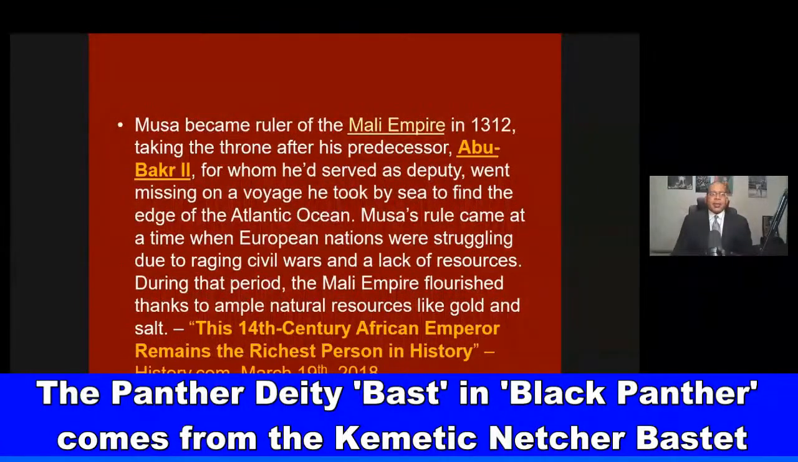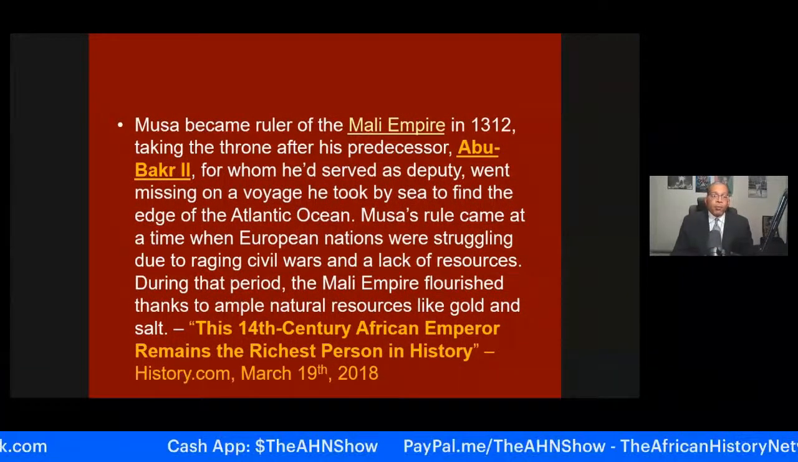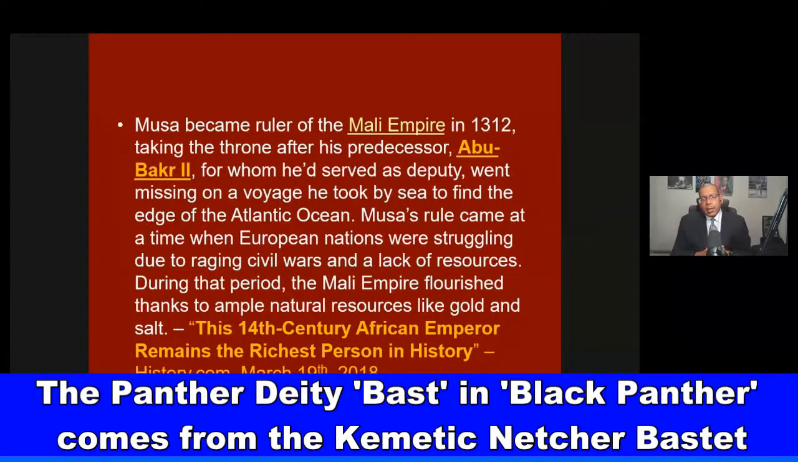Mansa Musa's rule came at a time, now this is extremely important right here, Mansa Musa's rule came at a time when European nations were struggling due to raging civil wars and a lack of resources. Okay, so Europe was dealing with poverty, famine, disease, civil wars, things like this, while West Africa is thriving, while the Mali Empire is thriving. During this period, the Mali Empire flourished thanks to ample natural resources like gold and salt. So this article is entitled "This 14th Century African Emperor Remains the Richest Person in History." This is from history.com, the official website of the History Channel, March 19th, 2018.